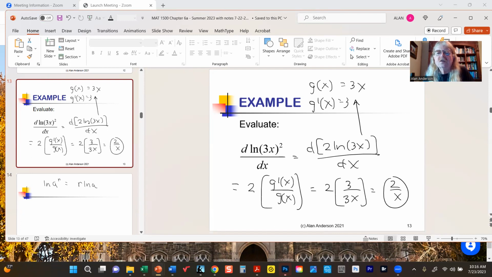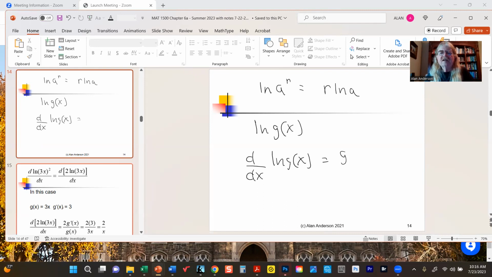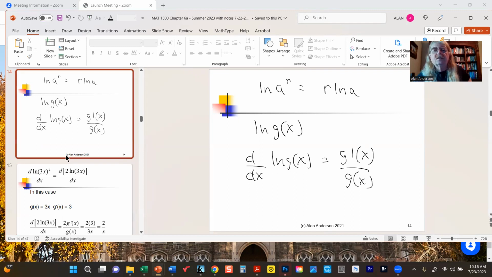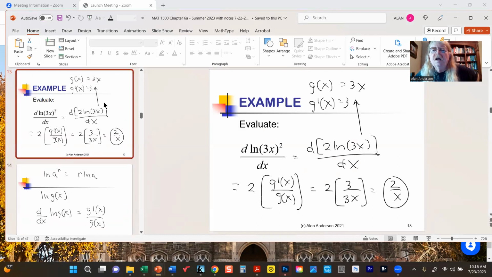log 3x over dx. Now remember, with a log, whenever we have the log of g of x, the derivative is going to end up being g prime of x over g of x. So by simplifying the logarithmic expression in the first place, that will probably make it easier to calculate g prime of x. So let's see what happens here.